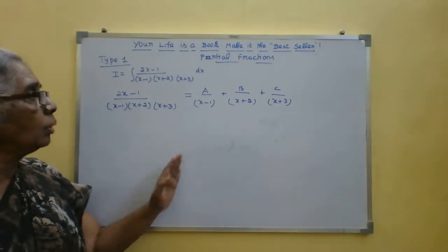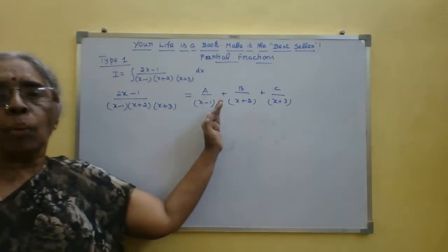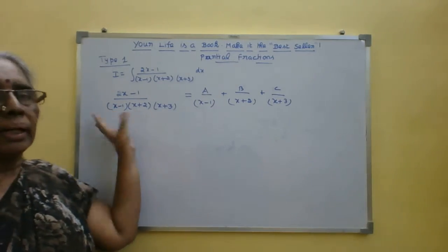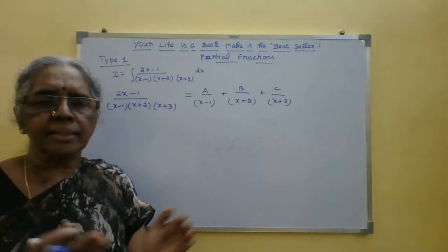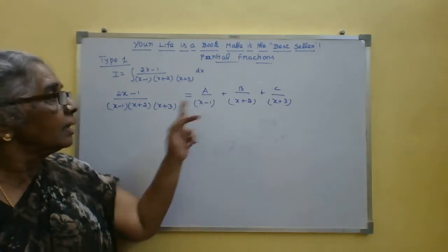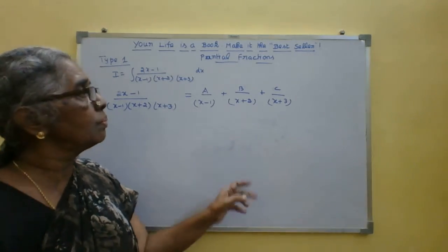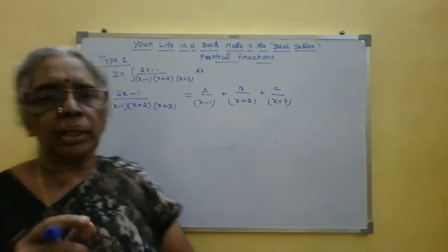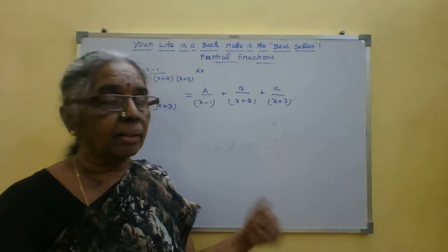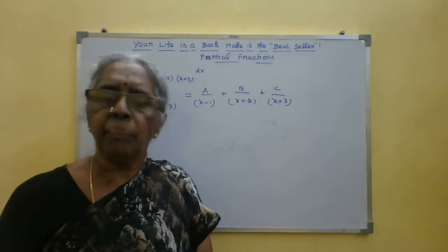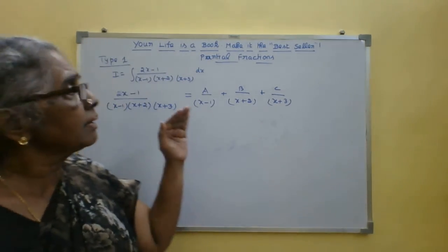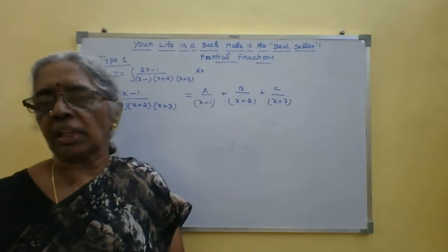So now we have decomposed this expression in which your denominator consists of a product of 3 linear factors, and we have now written it as a sum of 3 terms. Here each one contains only one linear factor in the denominator, so that actually the integration will be easier for you. So that is the purpose for which we use this partial fraction.